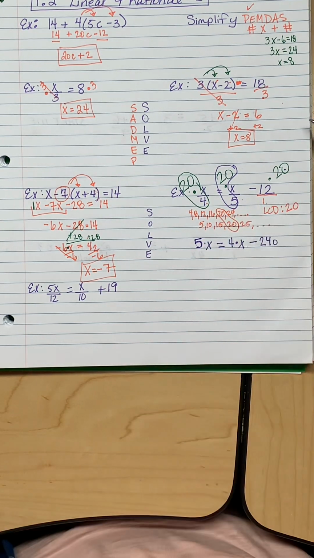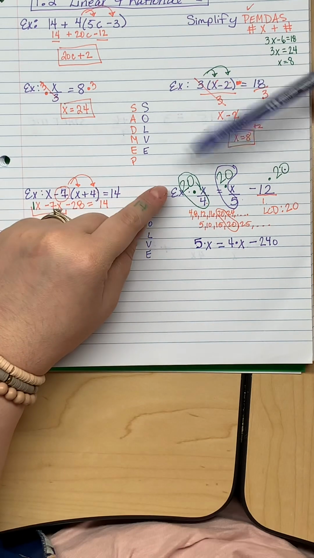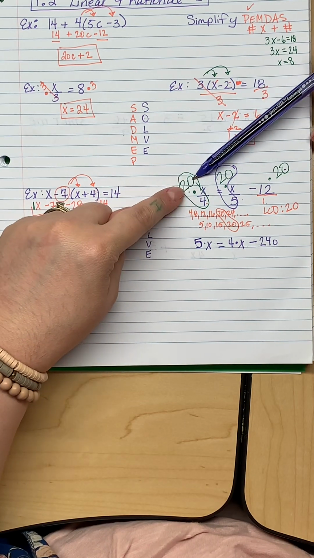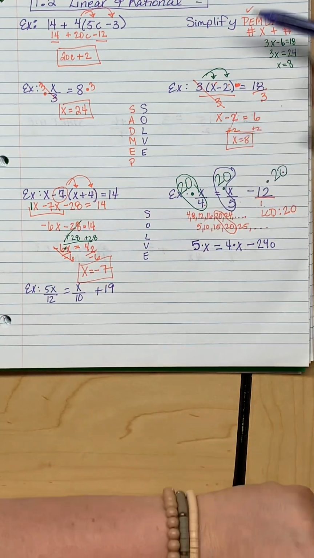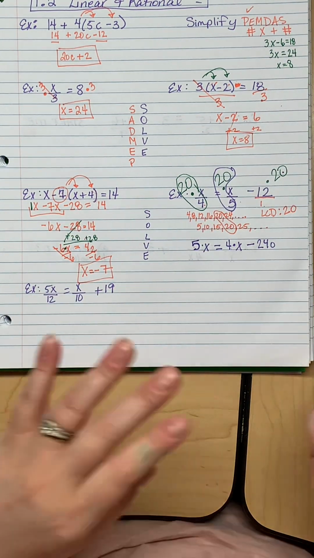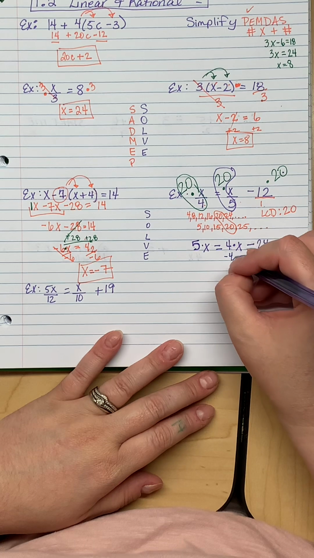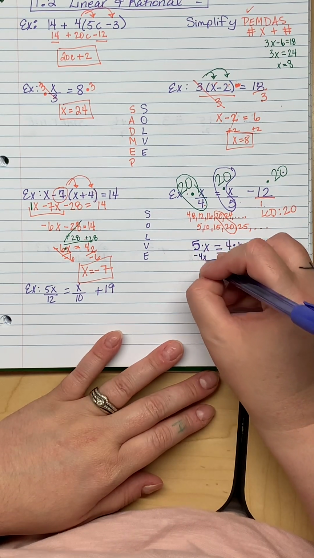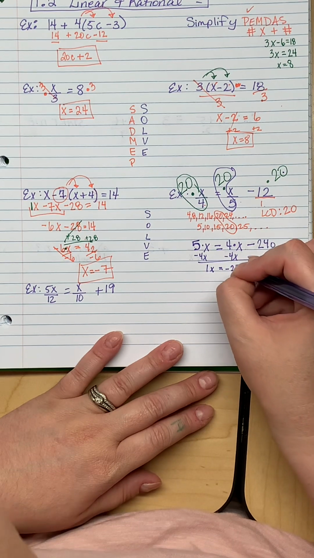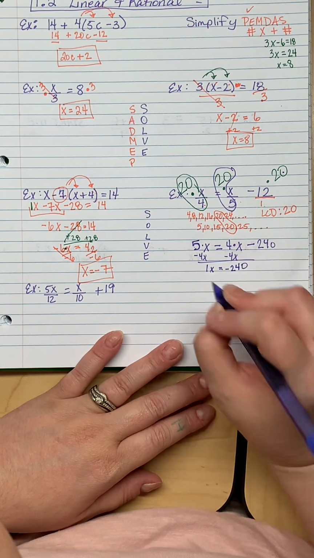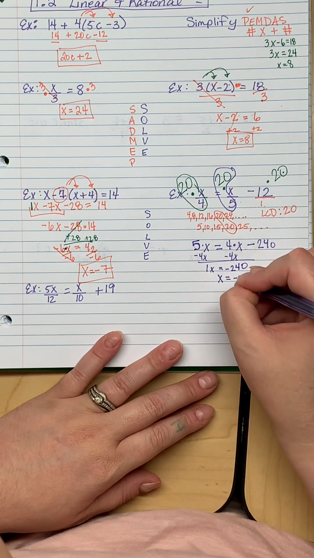So this is a trick to make the fractions disappear, because the number we slap on top gets divided by the number on the bottom to get a whole number. Okay, and then we finish it. I could subtract 4x, and we get 1x equals negative 240. But 1x is the same thing as just x equals negative 240.